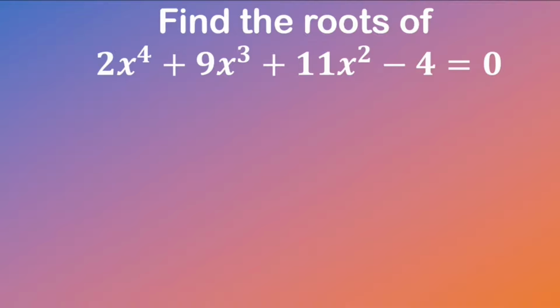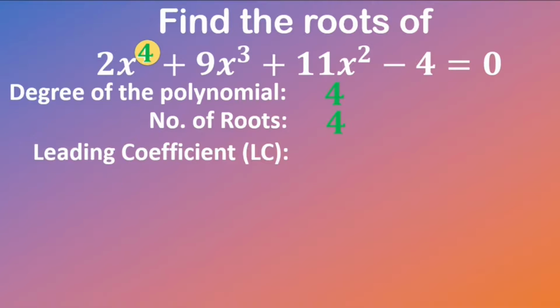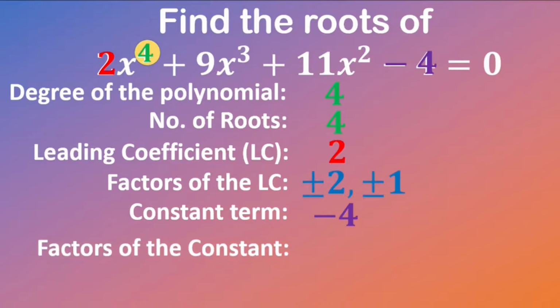So, let's begin first by identifying the degree of the polynomial. The highest degree exponent is 4, therefore the polynomial is of 4th degree. Since it is of 4th degree, the number of roots is also 4. Now, the leading coefficient is 2, and the factors of the leading coefficient are positive and negative 2 and positive and negative 1. Now, the constant term is negative 4. The factors of the constant are positive and negative 4, positive and negative 1, positive and negative 2.